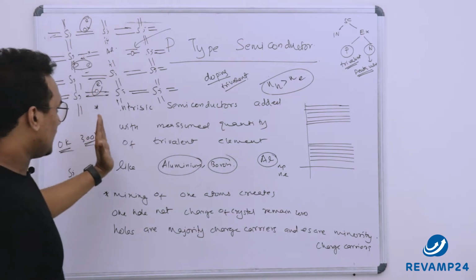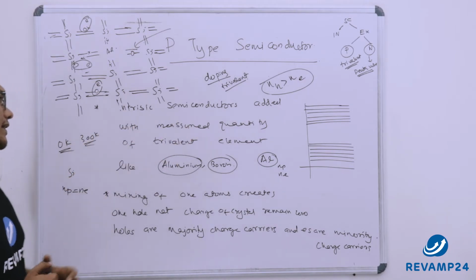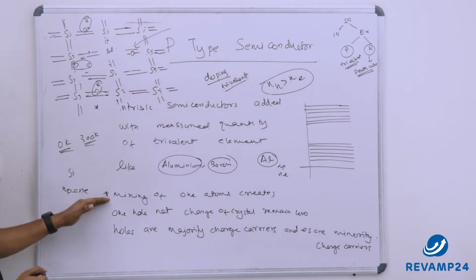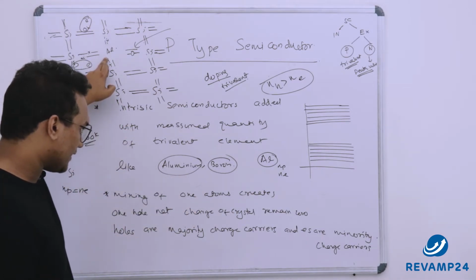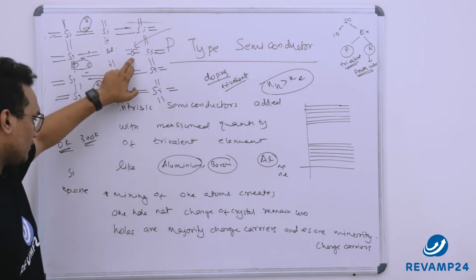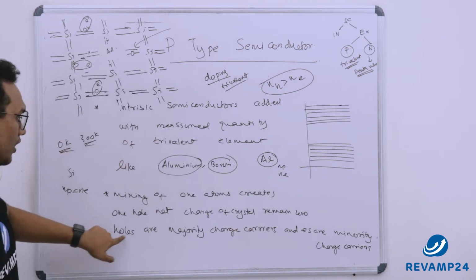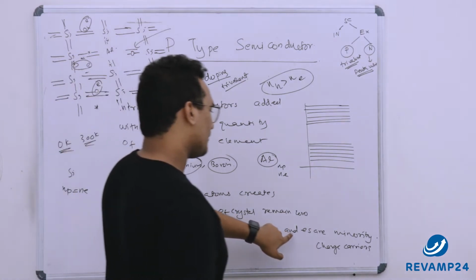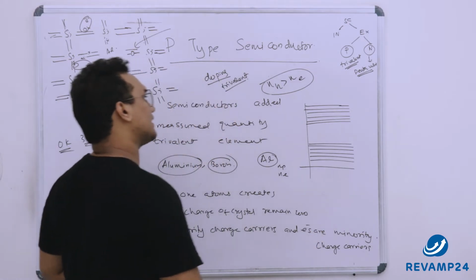Now go to the definition. Intrinsic semiconductors are added with a measured quantity of trivalent element, and by mixing one atom I have added here, it creates one hole, see, one hole. The net charge of the crystal remains 0. I have explained to you. Holes are majority charge carriers and electrons are minority charge carriers.